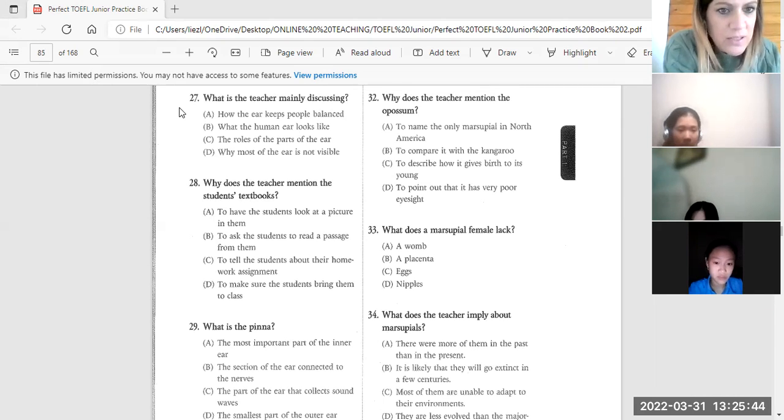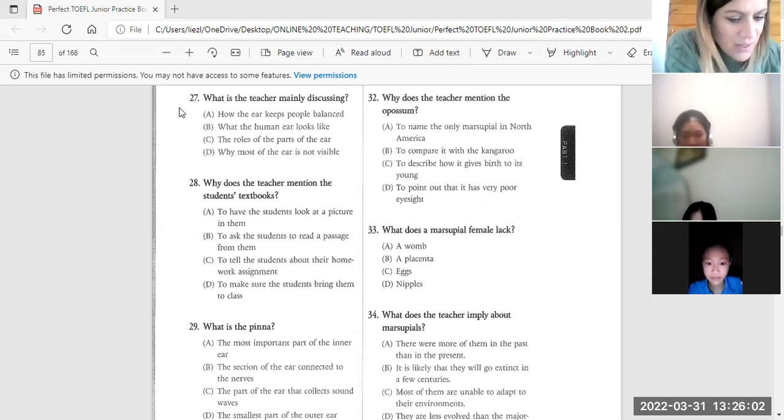Okay, I'm going to keep on reading. Now, we know she's talking about the ear, okay? Do you have an answer yet? Yes? What's your answer? B. I think it's B, what the human ear looks like. Look at the picture, yes, and then the three main parts. There's also, you can see, okay.